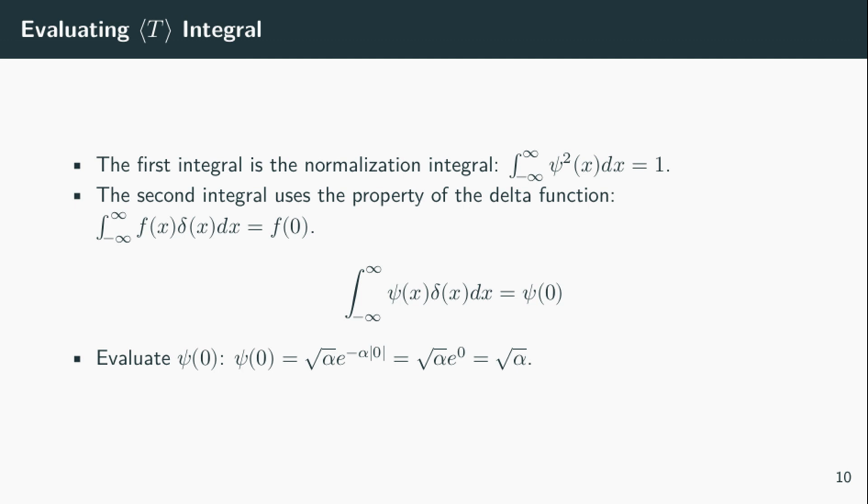Let's evaluate these integrals. The first one is the normalization integral we discussed. Since the wave function is normalized by the problem statement, this integral equals 1. For the second integral, we use the key property of the delta function. As shown on the slide, integrating a function multiplied by delta of x evaluates the function at x equals 0. So our second integral simplifies to psi evaluated at 0. Now, let's find psi of 0 using our trial wave function shown on the slide. We substitute x equals 0 into the expression. Since the absolute value of 0 is 0, the exponential term becomes e to the power of 0, which is 1. Therefore, psi of 0 is simply the square root of alpha.